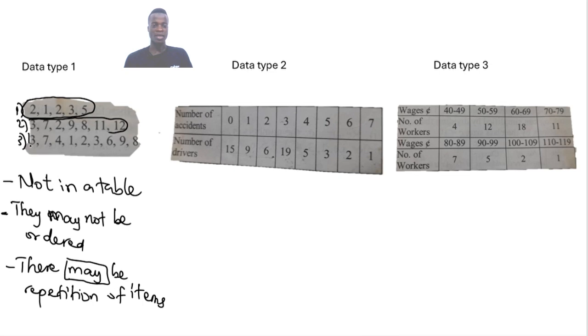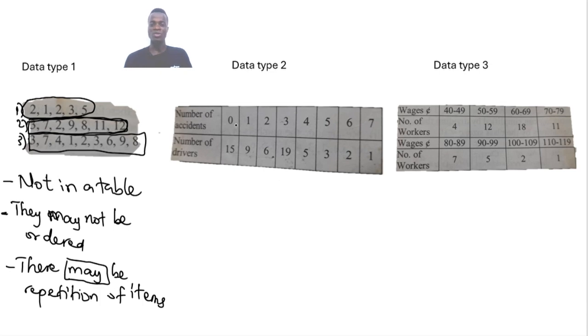Then the third one is also data type 1. It's not in a table. So this is how to simply identify data type 1. The very first thing is that they are not in a table. But don't stop there. You need to see that these are not ordered, and there may be repetition. The major thing is that they are not in a table.